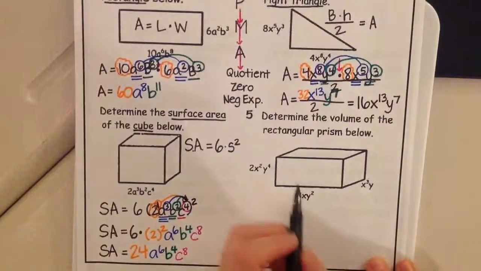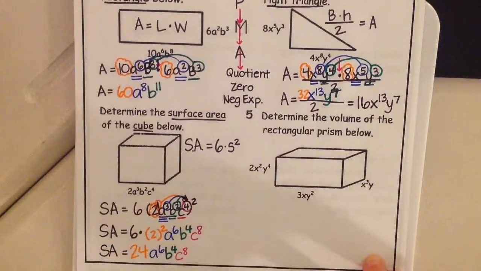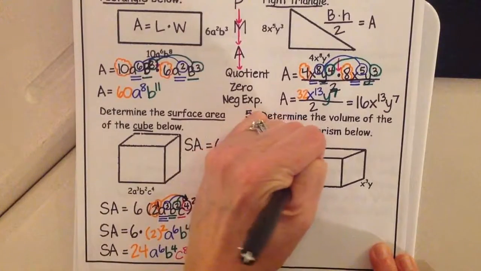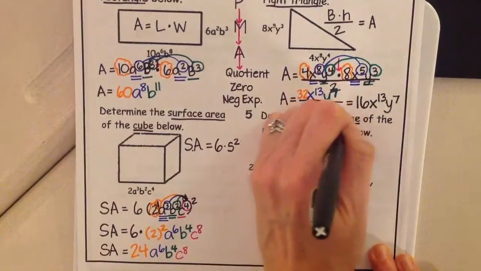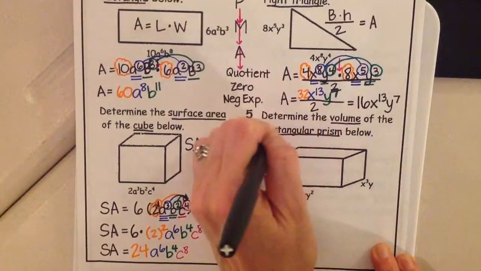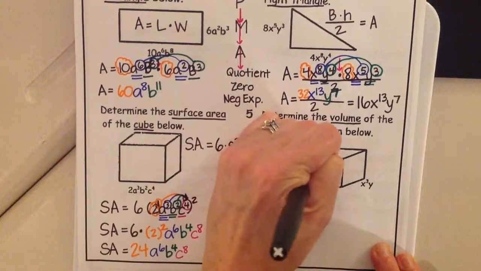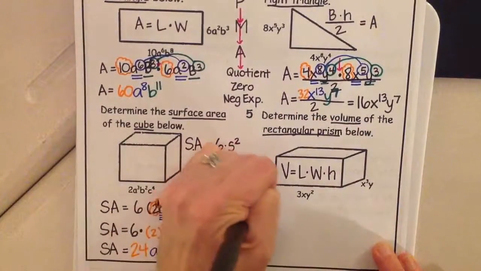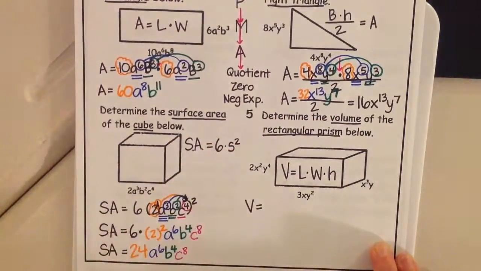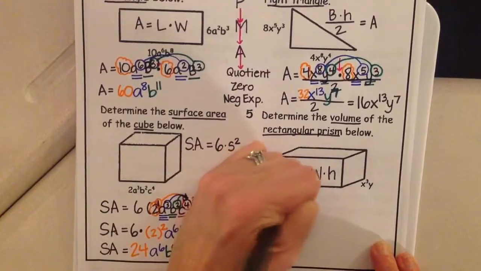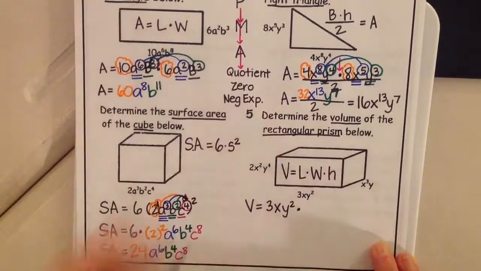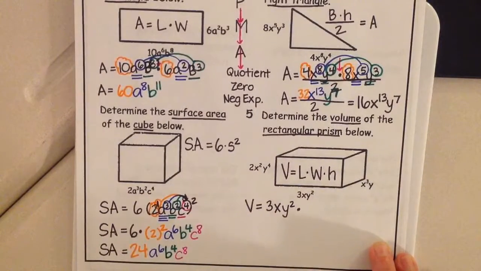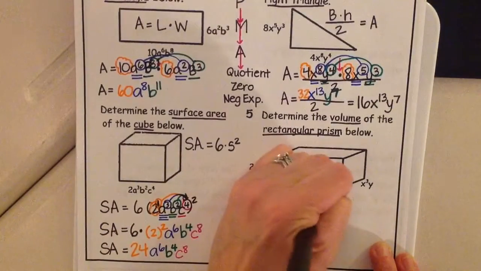All right, here's another example. Determine the volume of the rectangular prism below. Okay, volume for a box, a prism, if it's rectangular, it has to be rectangular, is length times width times height. Okay, so we're just going to fill in the length, 3xy squared. Width, how deep it is if it's a three-dimensional shape, so that's going to be x to the 3rd y.